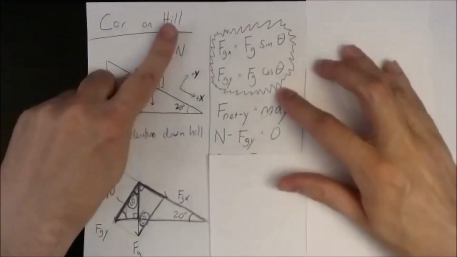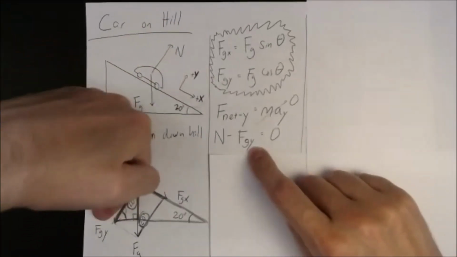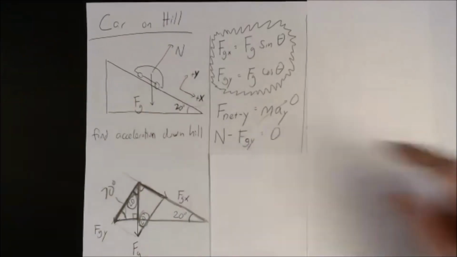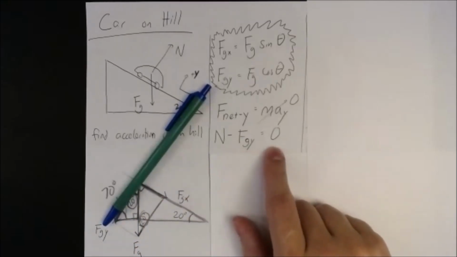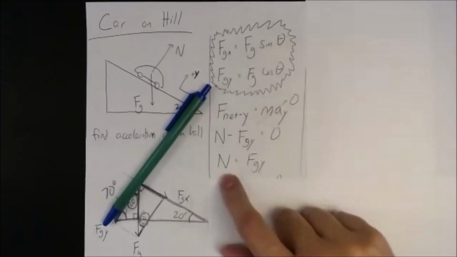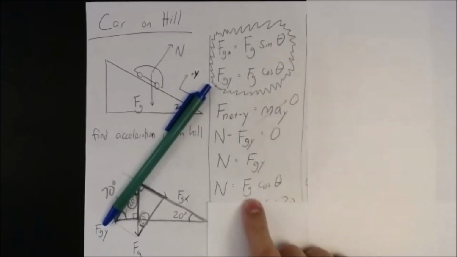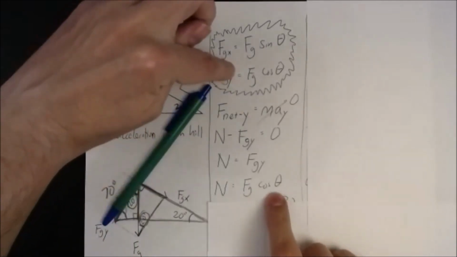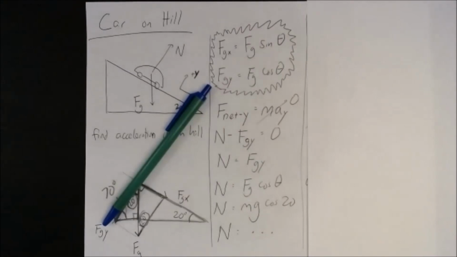Therefore, the normal, which is going in positive Y, opposes the Y component of gravity, which is going in negative Y, like that. And that should equal 0. So we find that the normal should equal the force of gravity in the Y direction. The normal is equal to FG cosine theta. Plug in the numbers, and you get whatever you need to get. I'm not actually asking for the normal force here. I just thought I'd show you how you would find that.